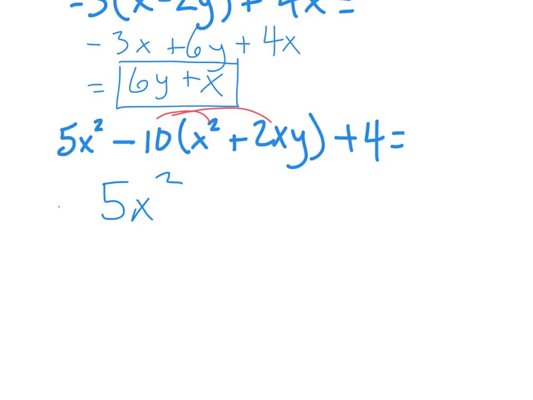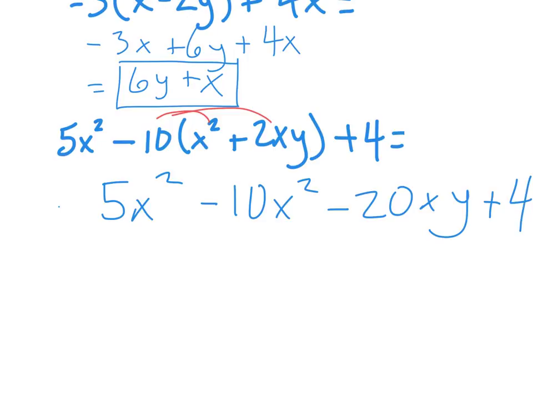Minus 10 times x squared would be a negative 10x squared. And then minus 10 times 2xy will be a minus 20xy. Notice the variables aren't changing. We're just kind of taking the numbers through and just bringing the variables along the way. And then lastly, we have a plus 4 over here, just kind of by itself. We're not distributing to that because it's not inside the parentheses.